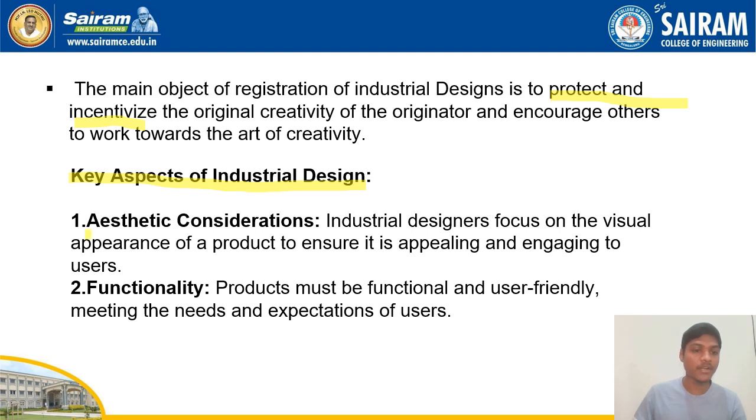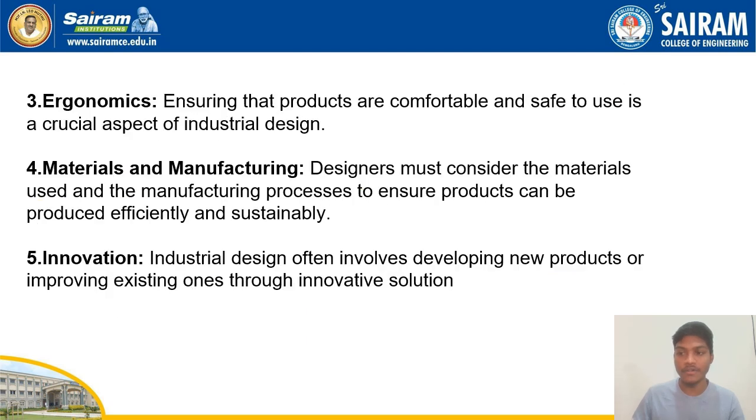The first key aspect is aesthetic considerations. What does aesthetic consideration mean? Industrial designers focus on the visual appearance of a product to ensure it is appealing and engaging for the user. It should be visually appealing and engage the end user. The second one is functionality. Products must be functional and user friendly. It should meet the expectation of the user. That is the main thing.